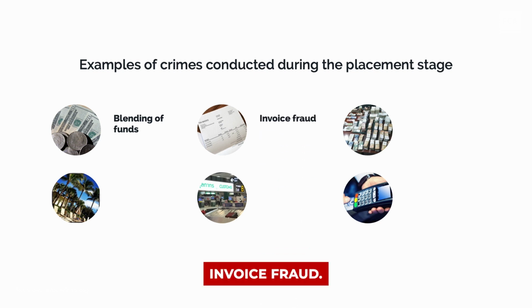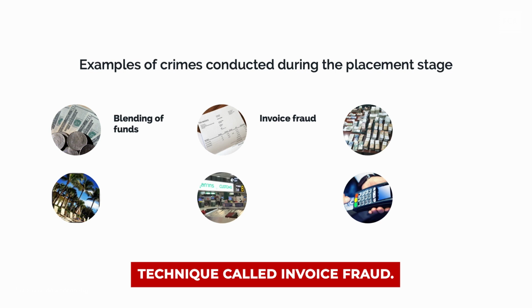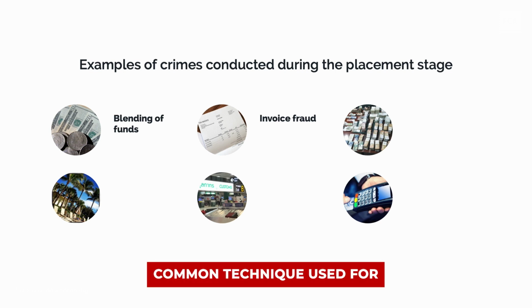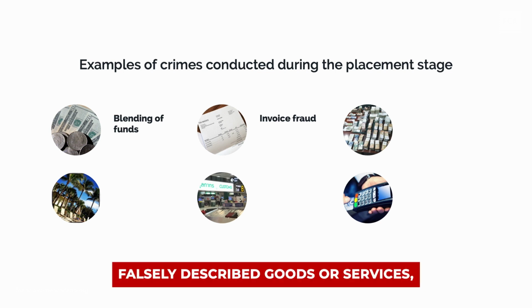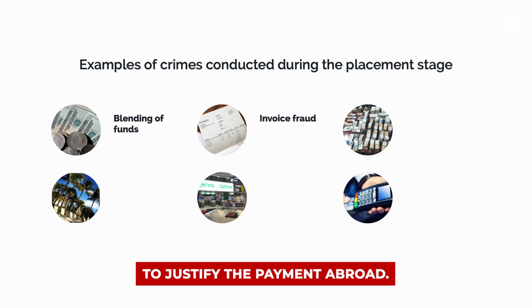Number 2. Invoice fraud. The second example involves a technique called invoice fraud. Invoice fraud is the most common technique used for transferring dirty money. Primary techniques include over-invoicing or under-invoicing, falsely described goods or services, and phantom shipping, where no items have been shipped and fraudulent documentation was produced to justify the payment abroad.